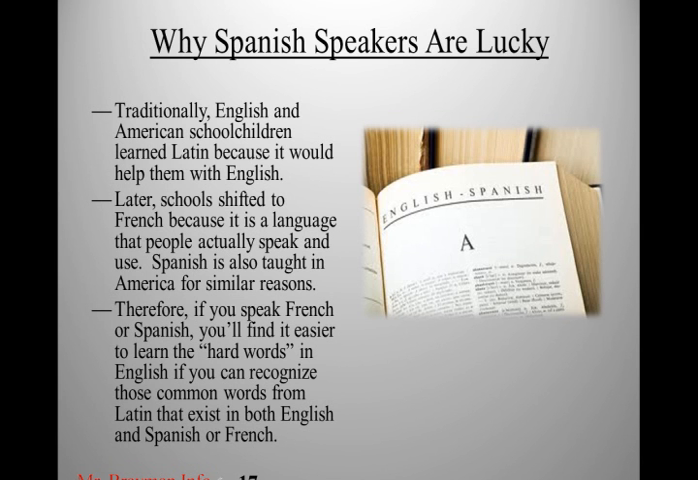And in America, Spanish is also taught for many of the same reasons, especially if you live in the western United States. You'll see much more Spanish classes being offered. If you speak French or Spanish, you'll find it easier to learn the hard words in English if you can recognize those common roots from Latin that exist in both English and Spanish and French. So those of you who do speak Spanish, use your knowledge. It will help you become a better reader.